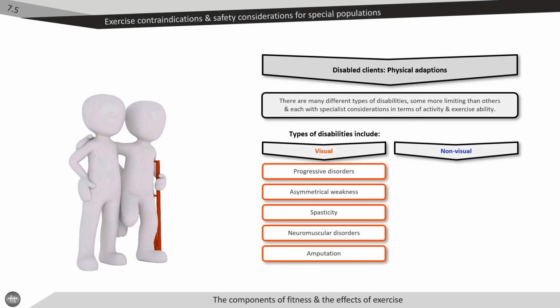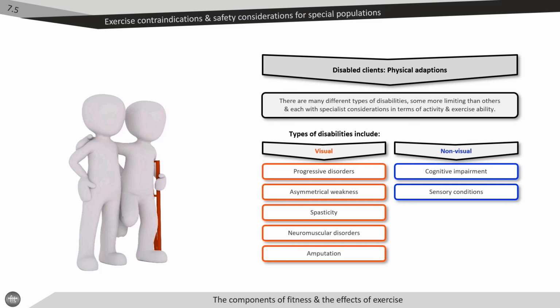Examples of some disabilities which cannot be easily identified visually include, but are not limited to, cognitive impairment, which affects understanding, judgment and behaviour, and supervision may be required for safe and effective exercise instruction and completion.